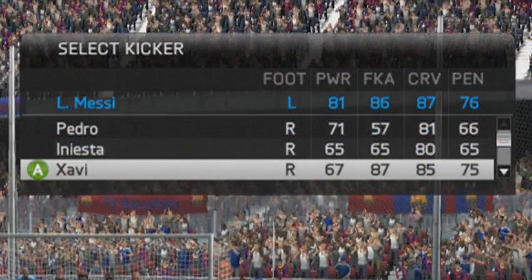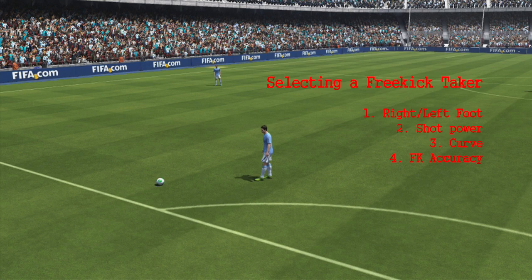Your choice of free kicker can be what makes or breaks your free kick. So it is very important that we get this selection process right. I've broken it down into 4 main points that you need to think about. Which foot is the player? How much power do they have? How much curve do they have? And how much free kick accuracy do they have? So it is mainly down to stats, which one you're going to take. So let's look at them individually.